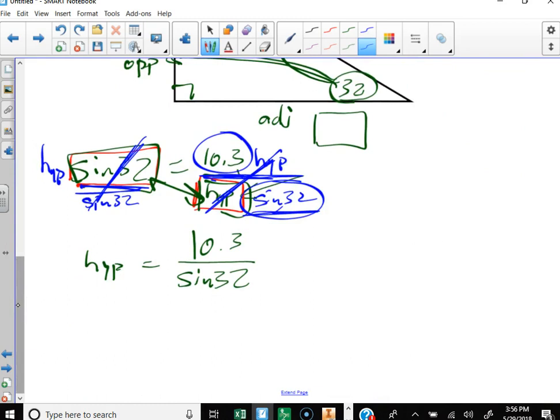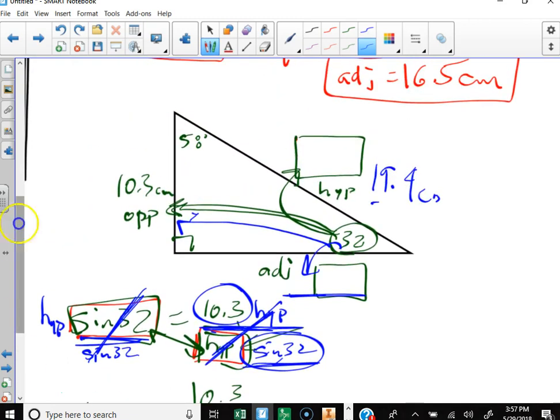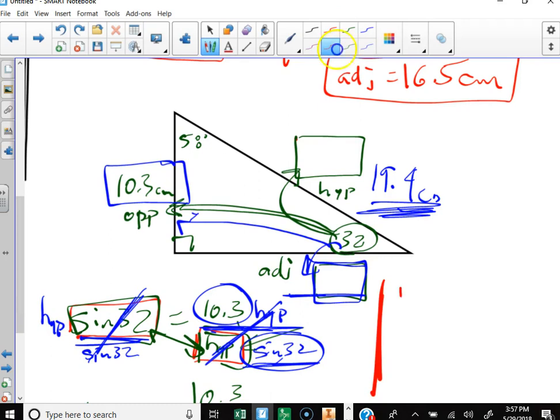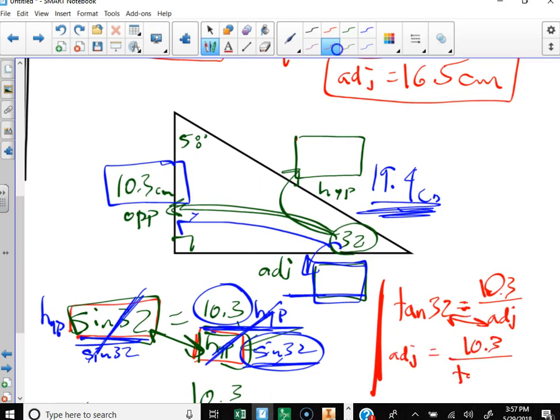I'll try it now for the adjacent side. Well, that's the adjacent, and I have the opposite. All right, so I don't want to use this if I can avoid it, because what if I made a mistake? But I'm looking for the adjacent. I have the opposite. Which trig function is that? You're right. It's the tangent. First time we use the tangent. So the tangent of 32 is going to be the opposite, 10.3, over the adjacent. And like we talked about before, it's perfectly legal to switch these two. So I can say that the adjacent is equal to 10.3 divided by the tangent of 32.